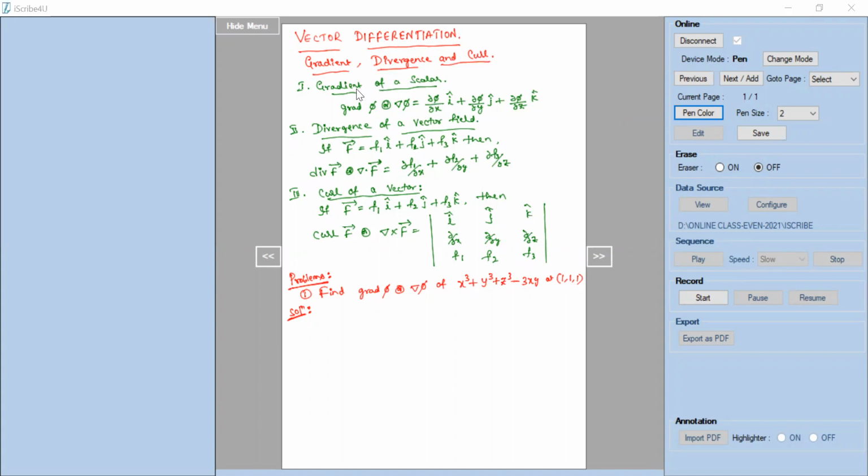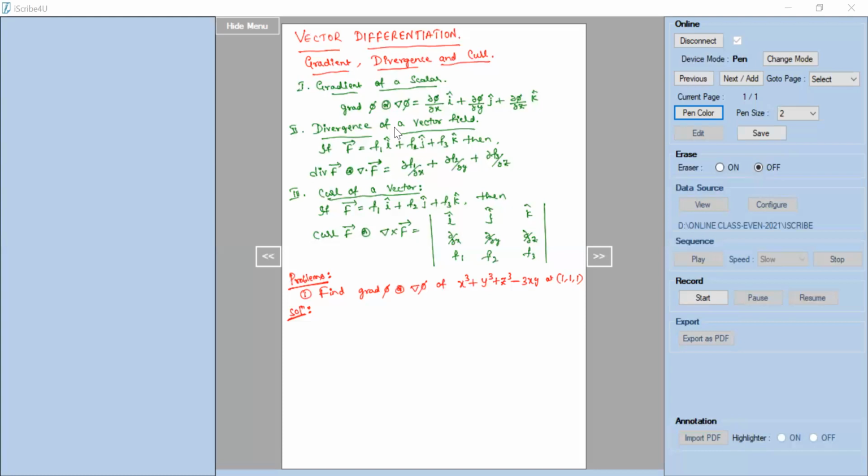The gradient of a scalar, suppose phi is a scalar function, is denoted by grad phi or del phi. It is defined as dou phi by dou x i hat plus dou phi by dou y j hat plus dou phi by dou z k hat. So if we differentiate the scalar function partially with respect to x, y, and z, and substitute in this, we're going to get the gradient of that scalar.